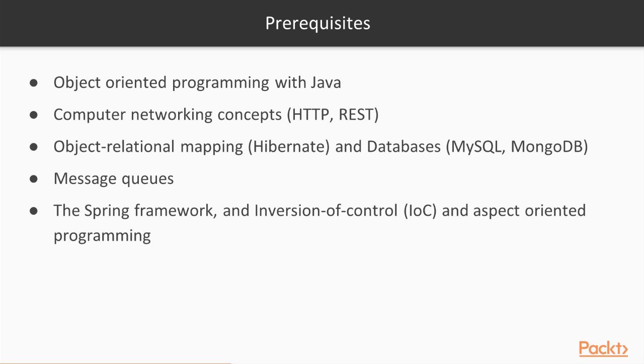I would suggest reading up on as much as you can on object-oriented programming, Java, computer networking concepts. Particularly you want to know what the HTTP protocol and what a RESTful web service is. You'll want to look up to see what is object relational mapping and the tools that are out there for this, like Hibernate. You'll want to know a little bit about some databases, some relational databases like MySQL, and maybe some non-relational databases like MongoDB will come in handy. You'll want to know about message queues, things like RabbitMQ and Kafka. You'll want to know about the Spring framework, definitely, and what is inversion of control and aspect-oriented programming.